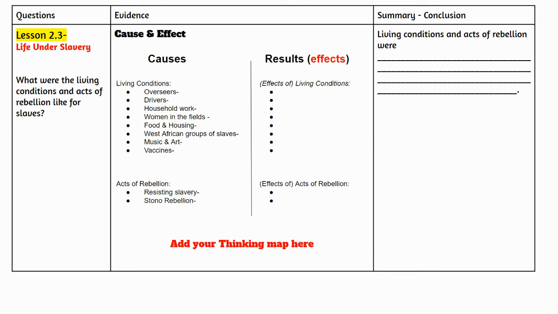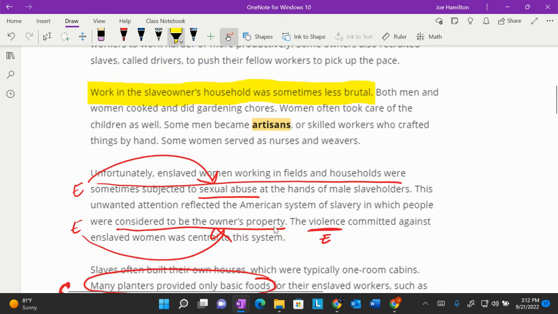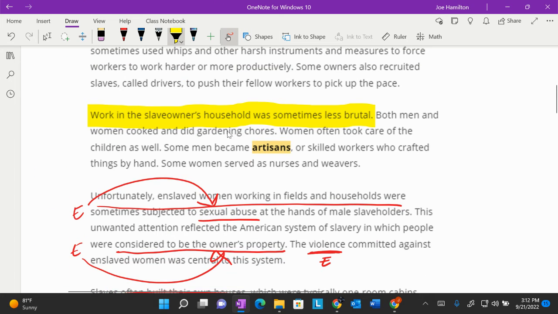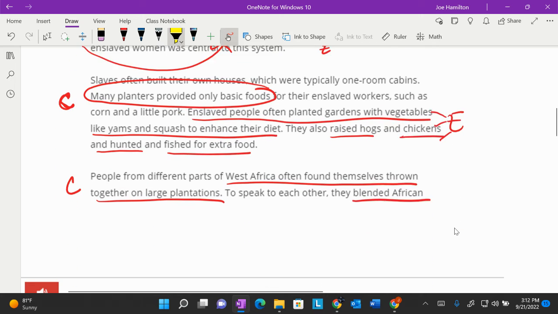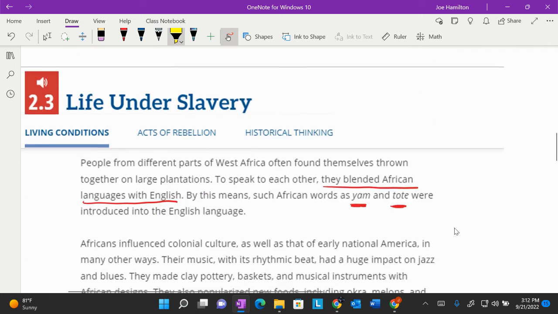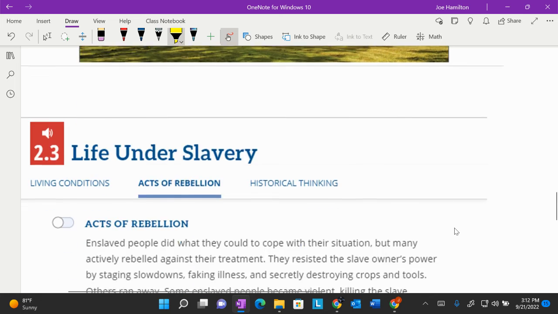Okay. If I bring up the book here, let's take a look. Okay. You see household. We did household. We did enslaved women. Okay. The E represents some of the effects. Okay. And the C here represents some of the causes. And so we went through and we did that. And you will do that for the rest of the reading.